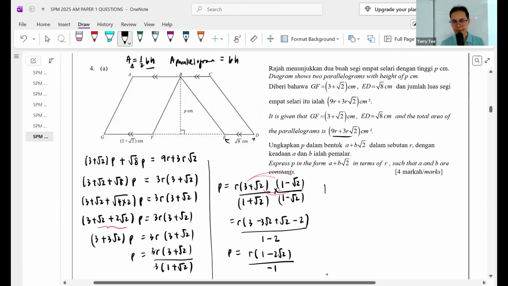Divide by negative 1. Okay, so I think standard way, they say give your answer in terms of r, and they ask us to give the answer in this form. So this negative 1 I need to multiply inside together with your r. So we write negative r, minus 2 divided by minus 1 is positive 2, with the r√2. So guys, you have to give your answer in this form in terms of r.